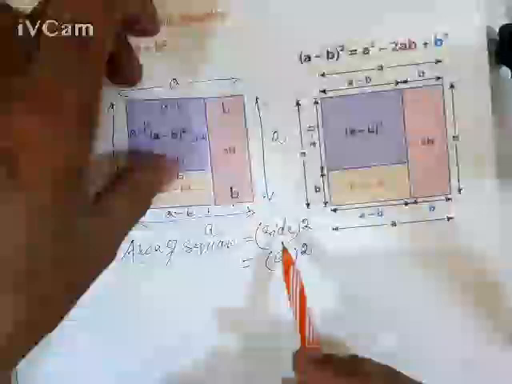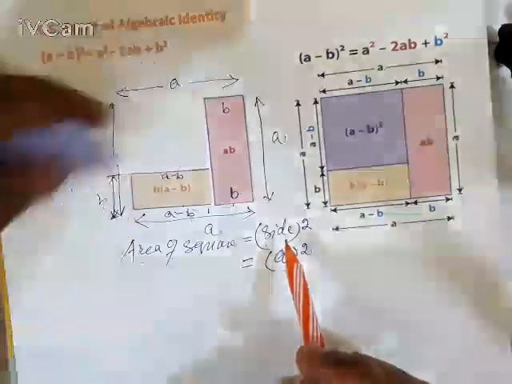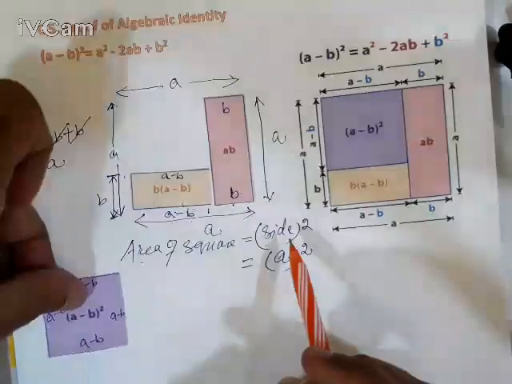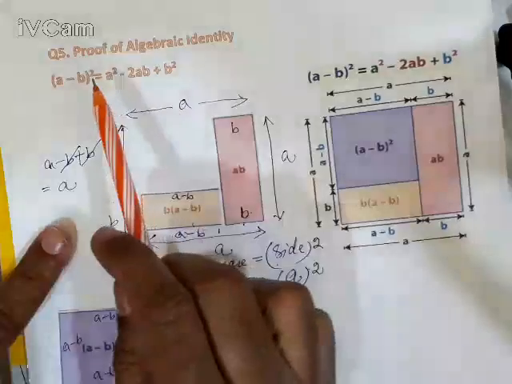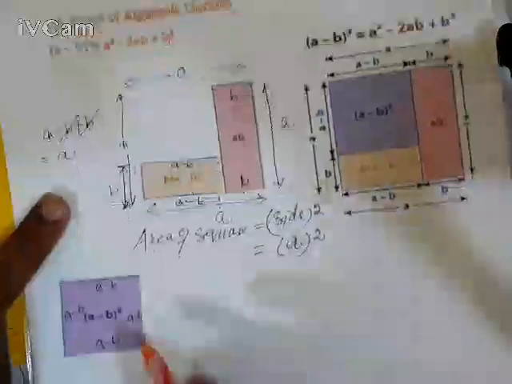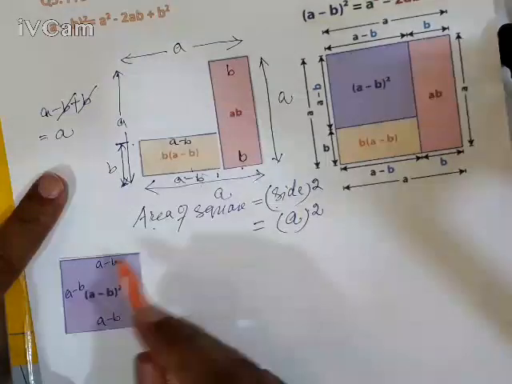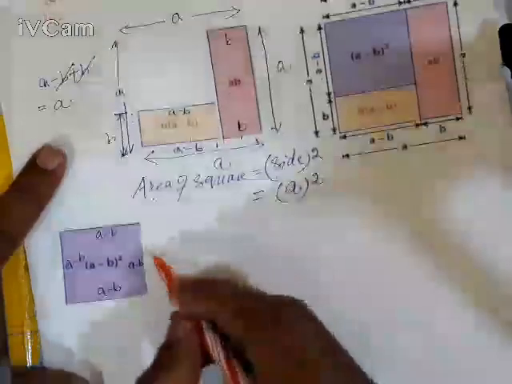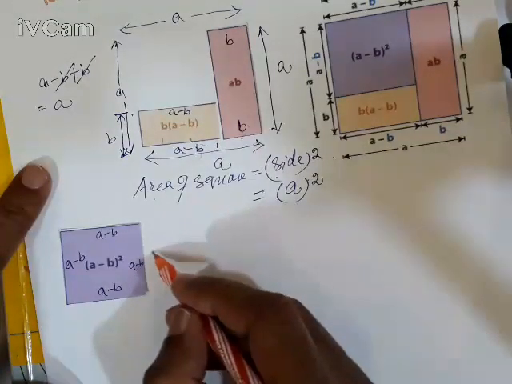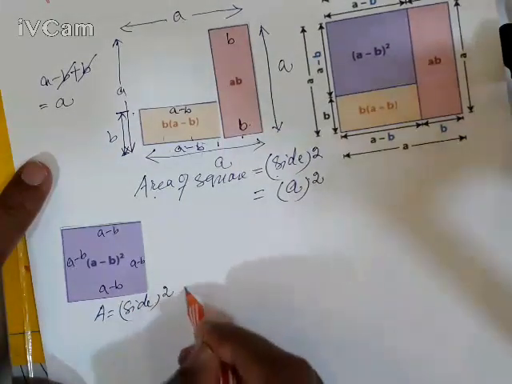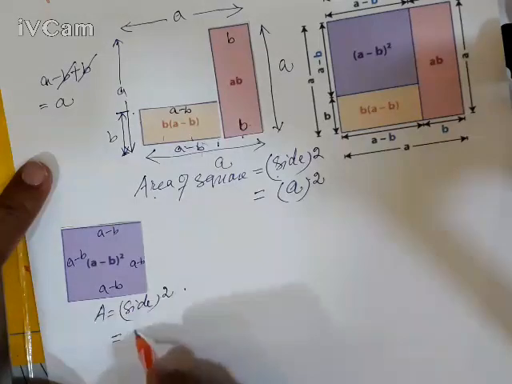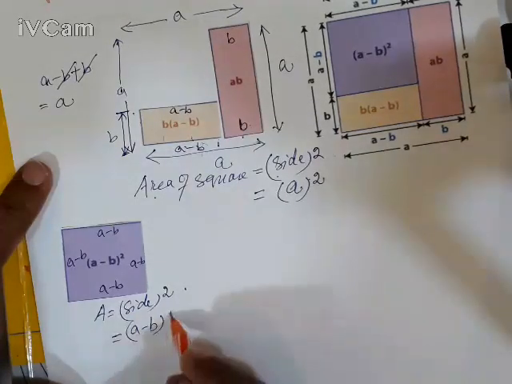Now when we pick this portion again and paste it over here, we will calculate the area of this side, because we are going to prove the other side of this identity. Now this is a square shape. How will we calculate its area? We know that area is equal to side squared, and its side is a minus b, so it is (a minus b) whole squared.